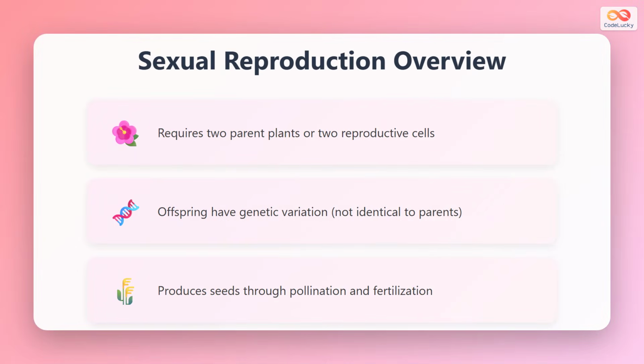Sexual reproduction in plants is a fascinating process. It requires two parent plants or two reproductive cells to combine their genetic information. This combination creates offspring with genetic variation, meaning the new plants are not identical to either parent. The process produces seeds through pollination and fertilization. This genetic diversity helps plants adapt to changing environments and survive different conditions.